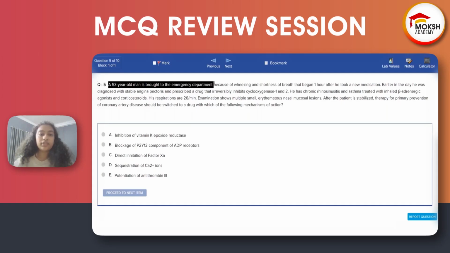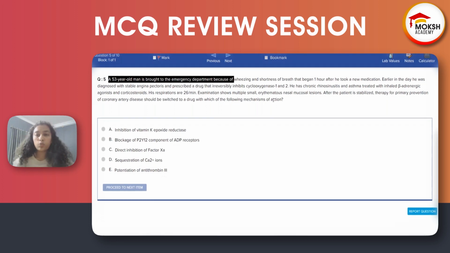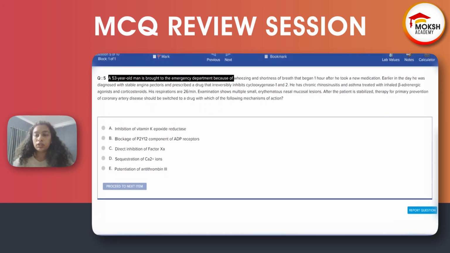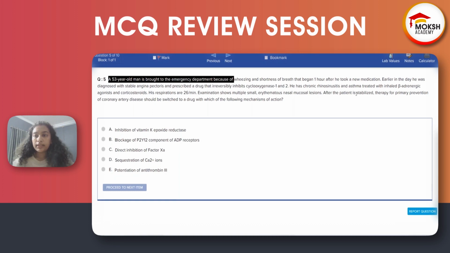A 53-year-old man is brought to the emergency department because of wheezing and shortness of breath that began 1 hour after he took a new medication earlier. This day he was diagnosed with stable angina pectoris and prescribed a drug that irreversibly inhibits cyclooxygenase 1 and 2. What is the drug again?